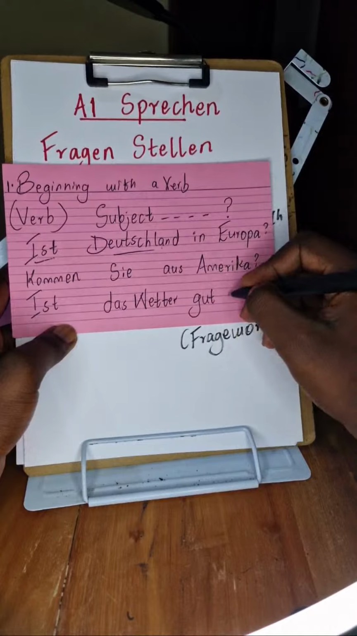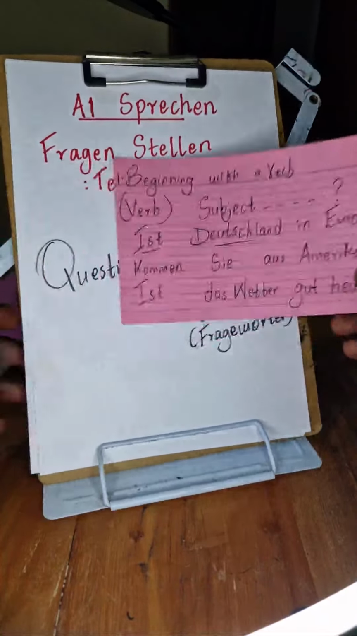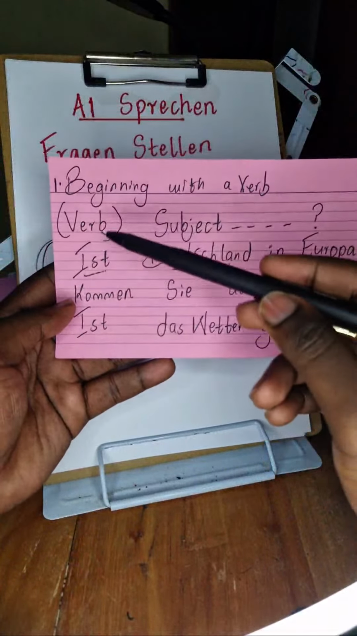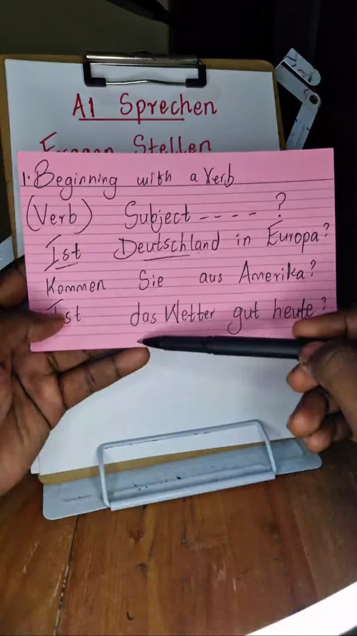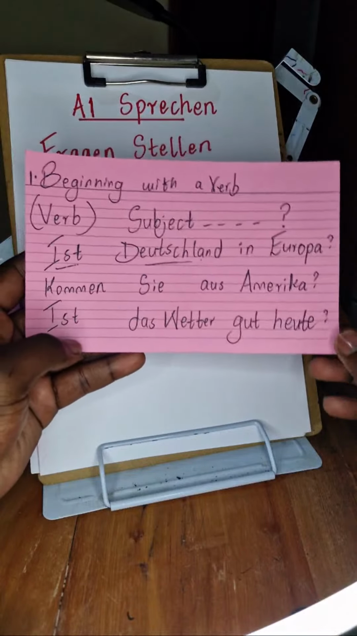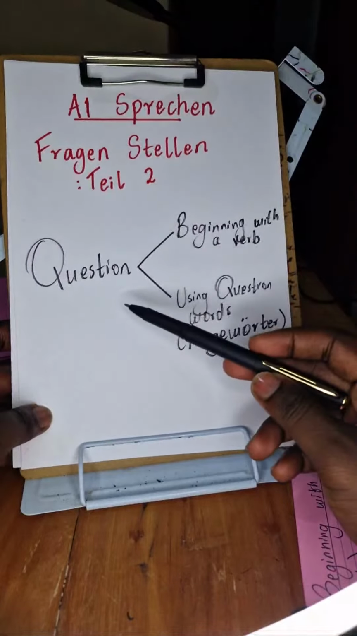Ist das Wetter gut heute? Oder ist das Wetter heute gut? So again, the point here is that when I'm beginning with a verb, I simply begin with my verb, ist, and then my subject. Das Wetter gut heute. Is the weather good today? Okay. So this is the first method that you could use when forming the question.